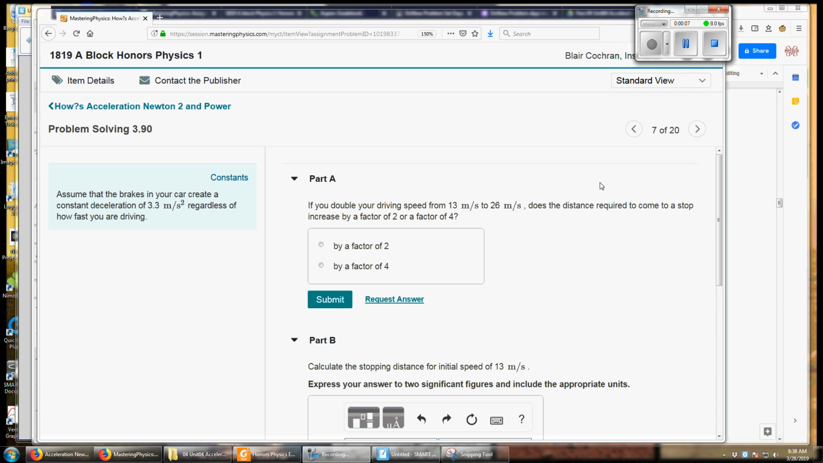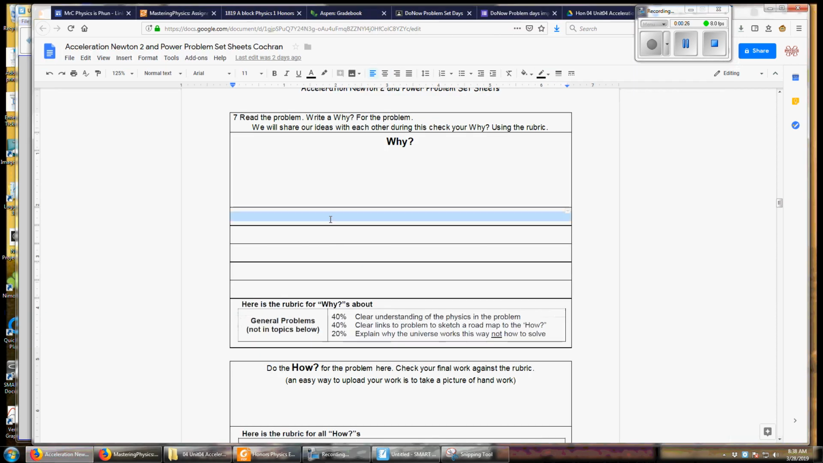All right. So we got a car and it's decelerating, which means it has an acceleration opposite motion, right? Deceleration doesn't mean negative; it means opposite. So that's the first thing. Actually, I'm going to put in my y.